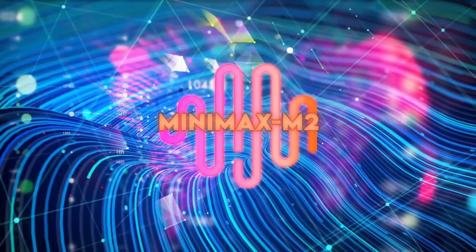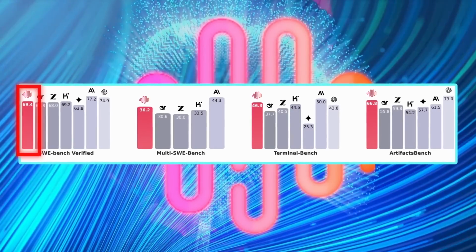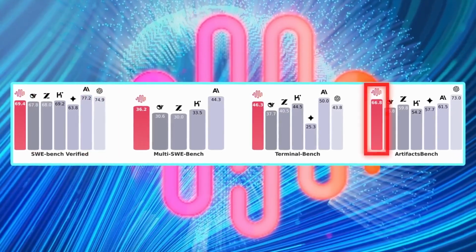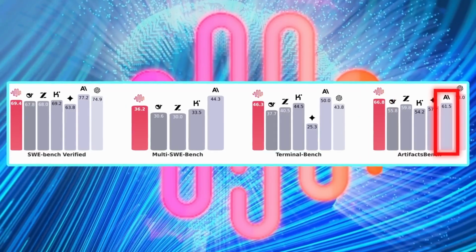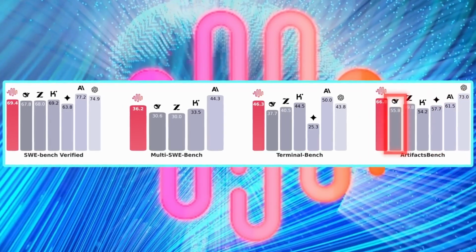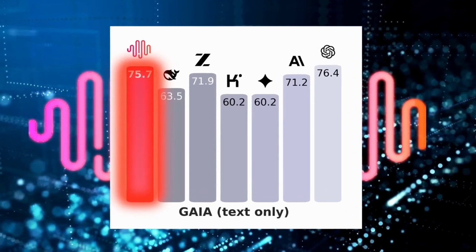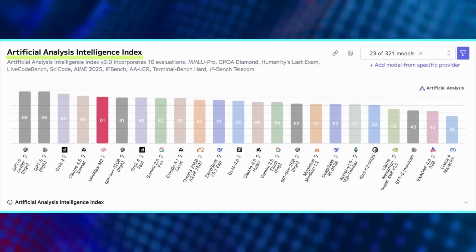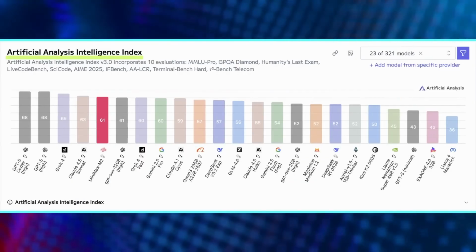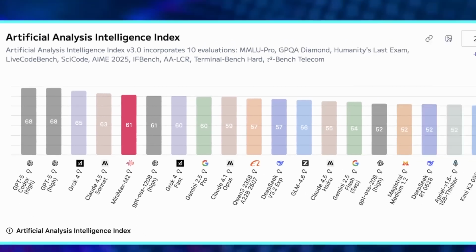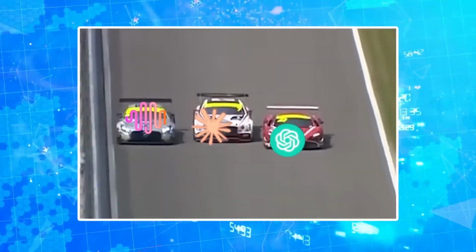Performance-wise, the results are impressive. On SWE-bench Verified, it scored 69.4, GPT-5 got 74.9. On Artifacts Bench, 66.8, higher than Claude 4.5 and DeepSeek v3.2. On GAIA, text only, it hit 75.7, and across agentic tasks like Browse Comp, it easily outperformed every open model available. In Artificial Analysis's Intelligence Index version 3.0, it earned 61 points, making it the top open weight model globally, just behind GPT-5 and Grok 4.